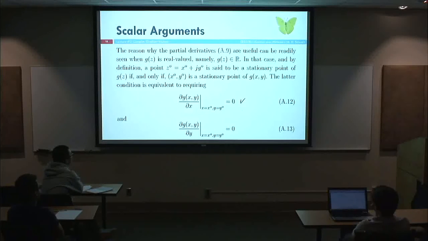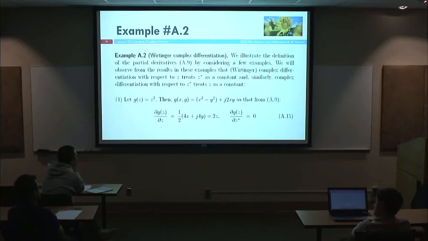And this is the point I mentioned, that if you find a point z where the derivative I just defined is 0, that point z will correspond to a stationary point of your function. So let's look at some examples.